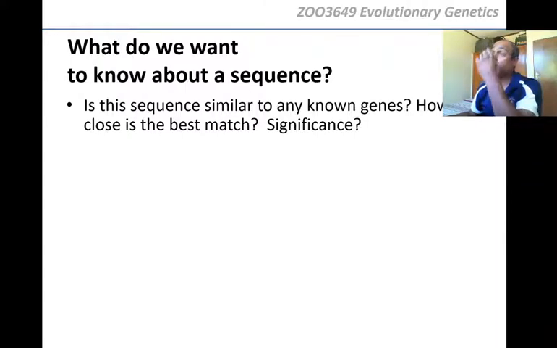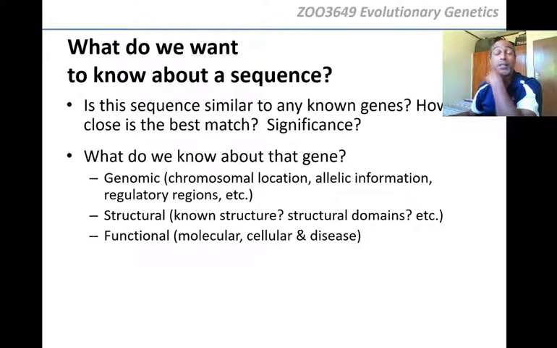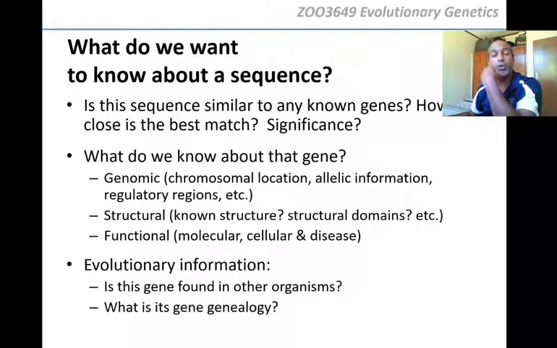Okay, we might want to know how similar the sequence of the gene is to other known genes, which is its closest relative. What is the significance of that sequence? Does it have a functional role? So we need to know genomic information, structural, functional information, and evolutionary information.